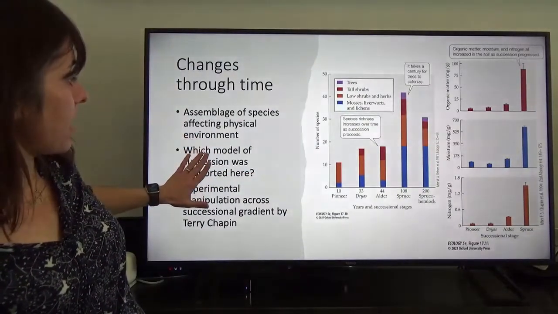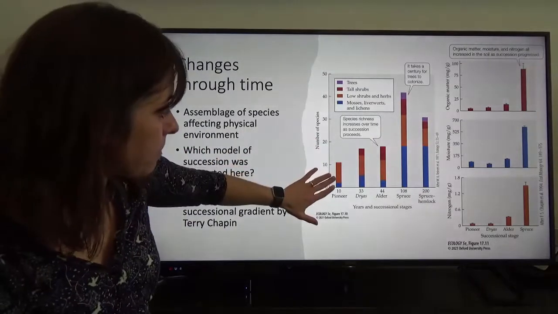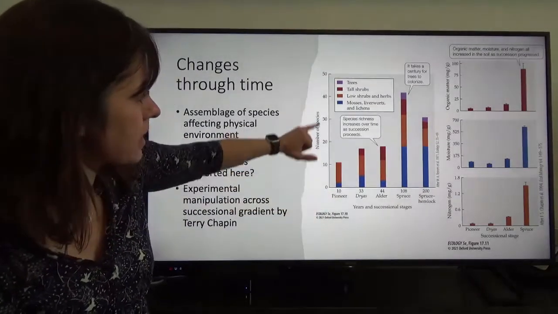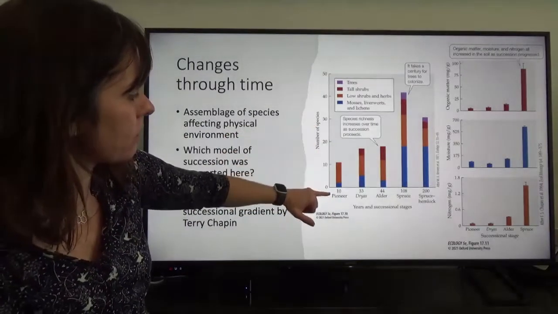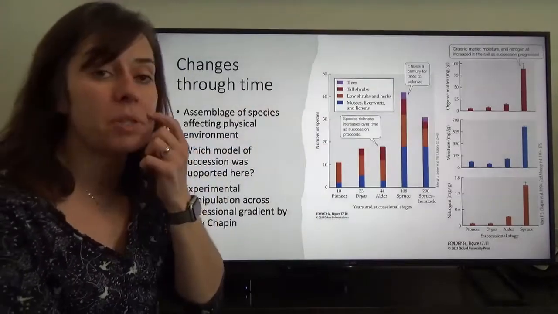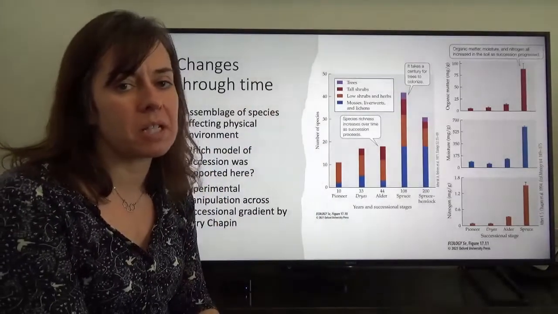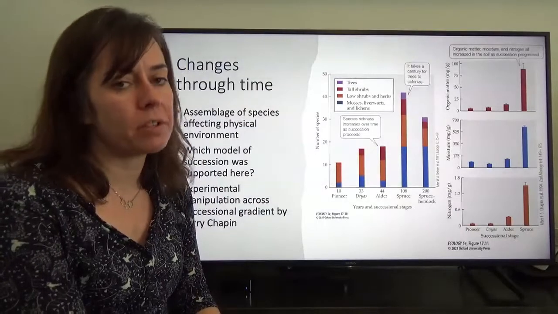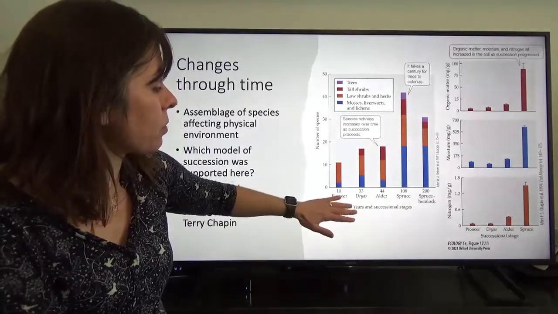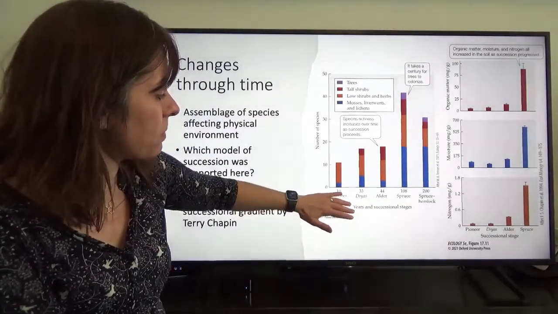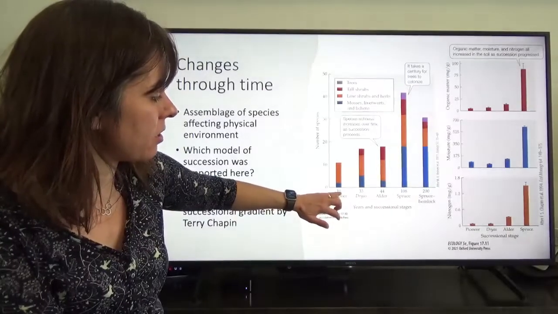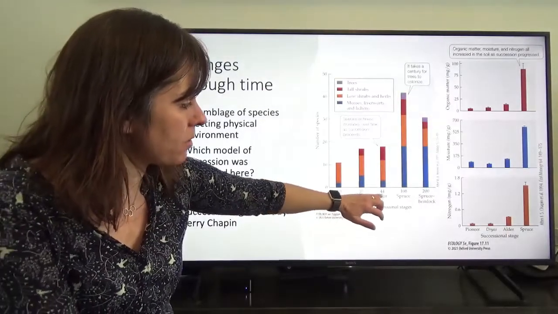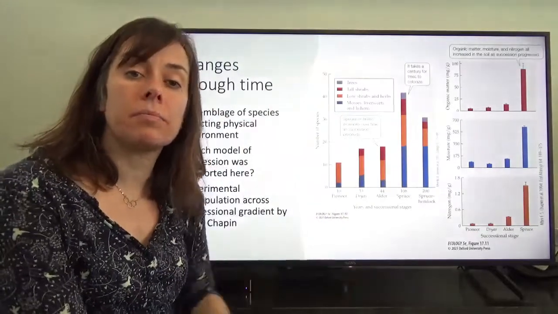What this graph is showing us is the number of species on the y-axis, from 0 to 50. Remember, these are boreal systems, montane alpine systems, fairly low diversity, fairly low richness. And then we have two pieces of information here. The number indicates the number of years since glacial retreat.